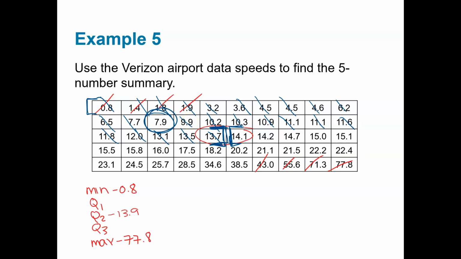And then we'll do that again, and let's get a different color because it's getting a little crazy. So we're going from 14.1 to 77.8. So low, high, low, high, low, high, low, high. And you just keep going until you find your next median. And we get 21.5. So my Q1 is 7.9 and my Q3 is 21.5. And that is the 5-number summary.